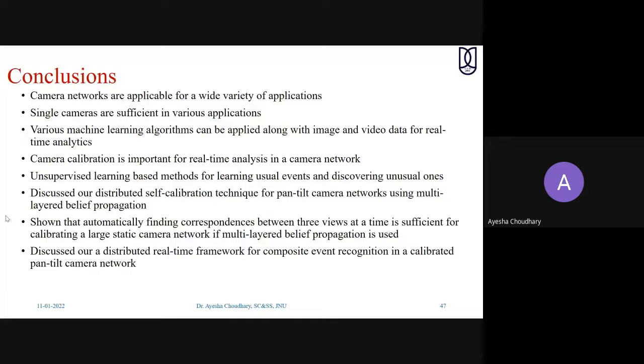Camera calibration is a very important thing because whenever you're talking about a camera network, you need to talk about everything in the same coordinate system. So I think I'll just end over here and open it for discussion. Any questions?